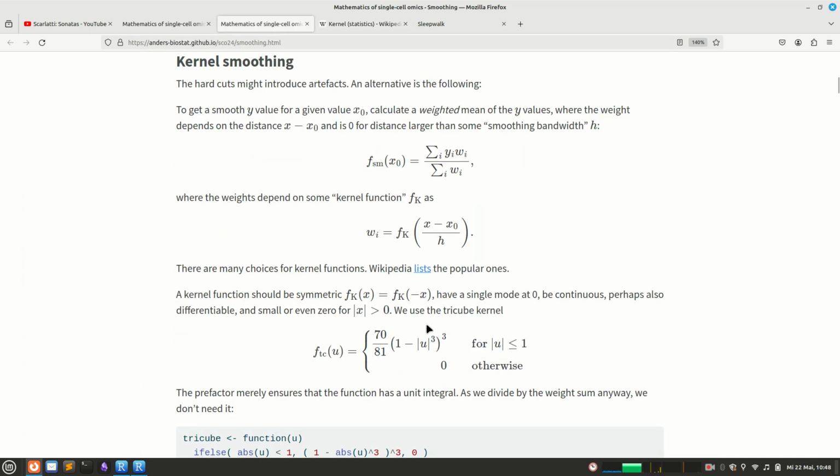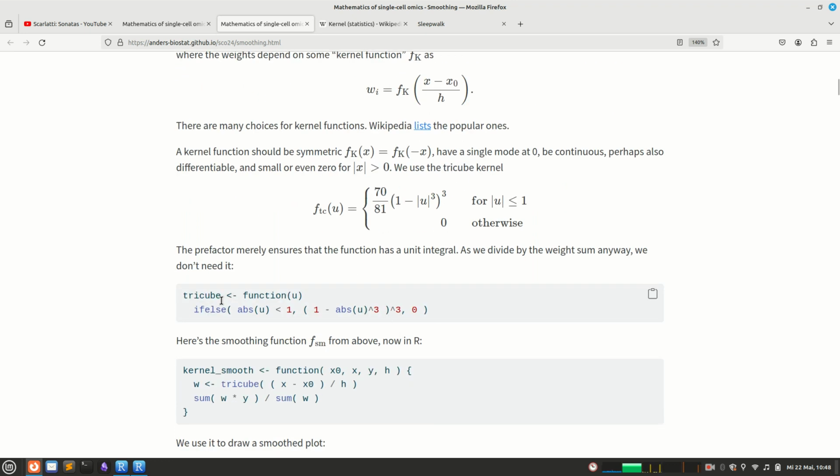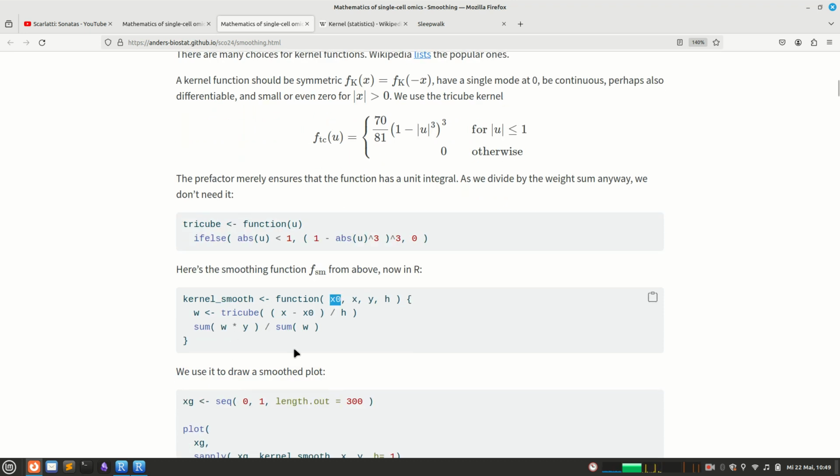And here you see it's called tricube because you take the cube of the kernel argument and then you cube it again. And you have some strange prefactor, which is just in order to make sure that the integral under the kernel is 1. But because I divide by the sum of the weights anyway to get my weighted average, I don't need this thing. So my tricube is just this function without the prefactor. And if I use this to smooth, I can now say, okay, take the point where I want it, calculate the tricube there, and calculate the weighted sum.